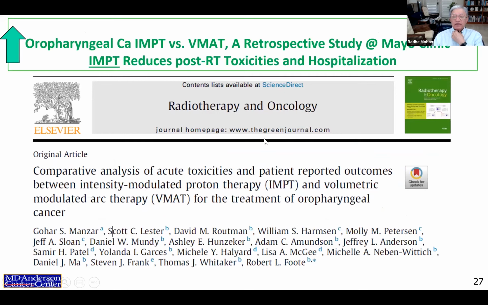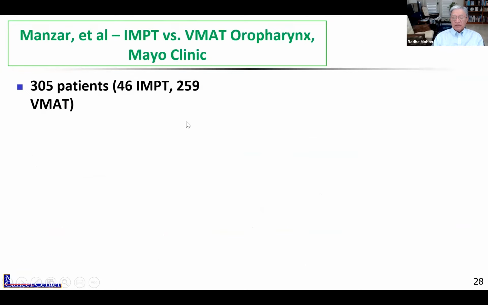A positive result was a retrospective study from Mayo Clinic that compared IMPT. Now, the previous data that I showed was for passively scattered proton therapy. This is for IMPT. And they found that IMPT reduces post-radiotherapy toxicities and hospitalization. As you can see here, they analyzed 305 patients, 45 IMPT and 250 VMAT, the intensity modulated radiotherapy modality.